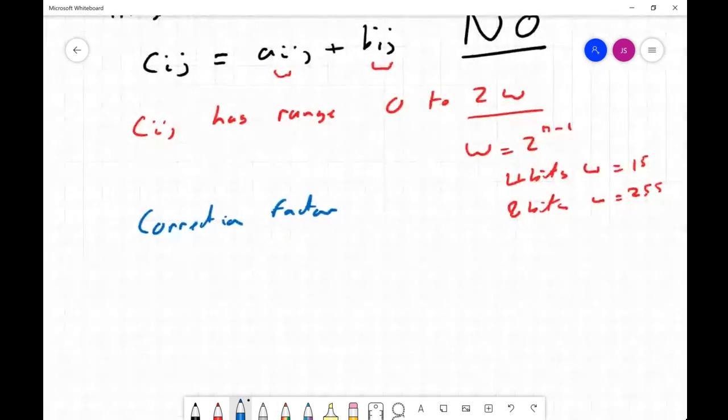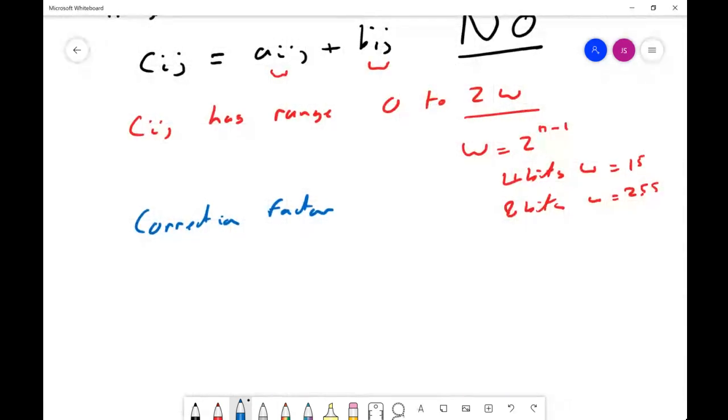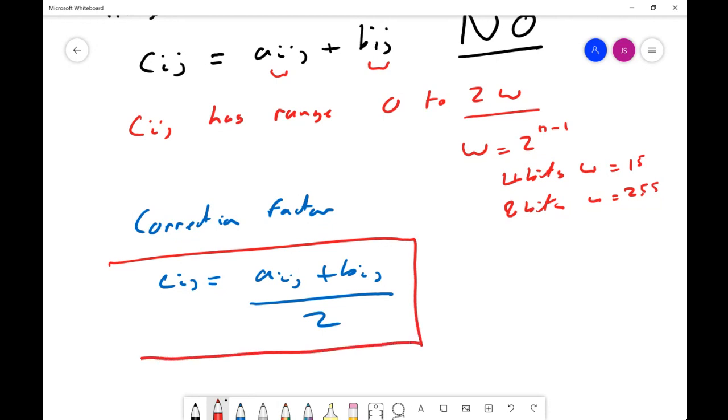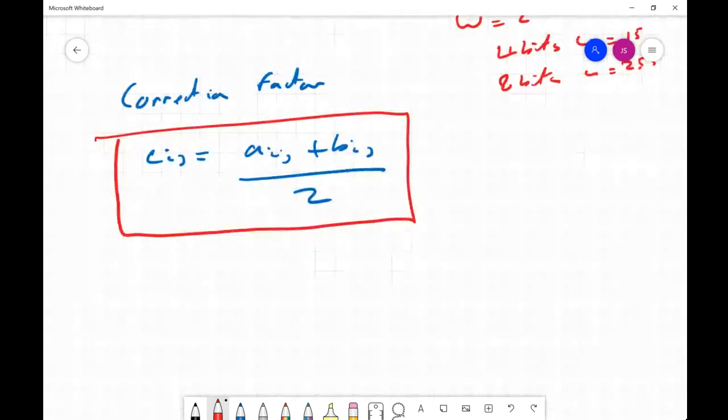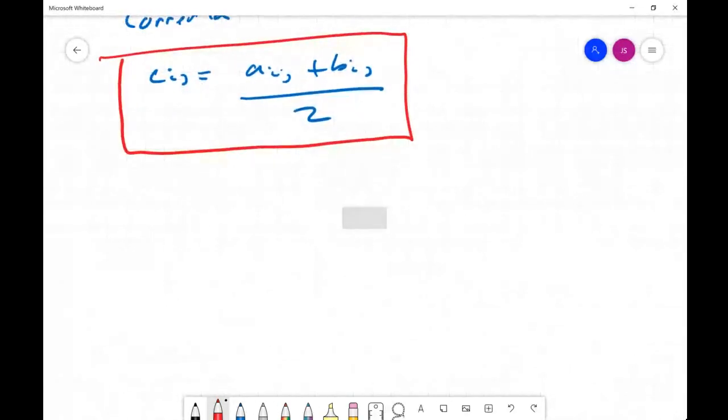And it's a simple one. And the algorithm for adding two images, Cij equals (Aij plus Bij) divided by 2. And that is the image add algorithm. Right, that's a relatively straightforward operator.